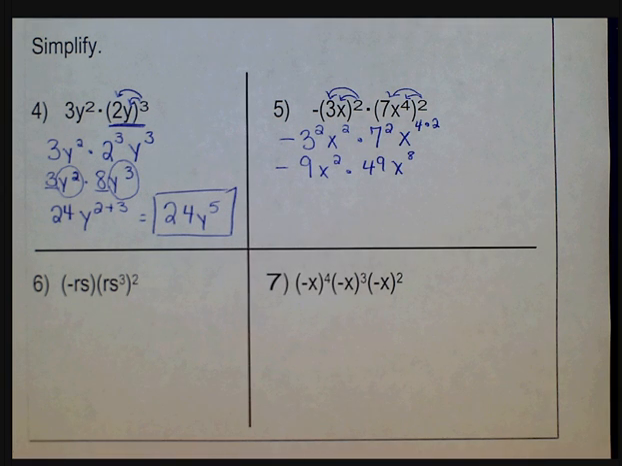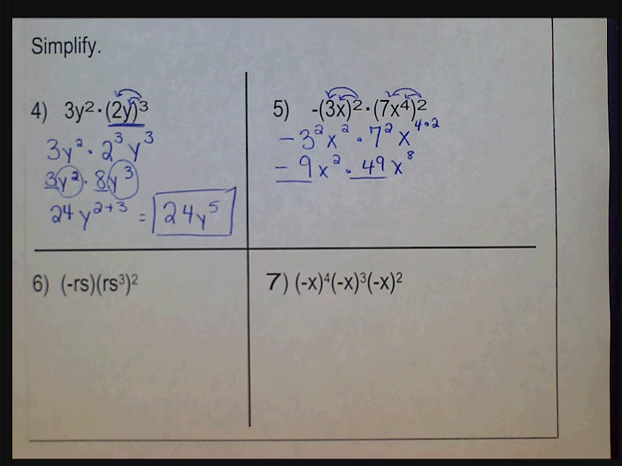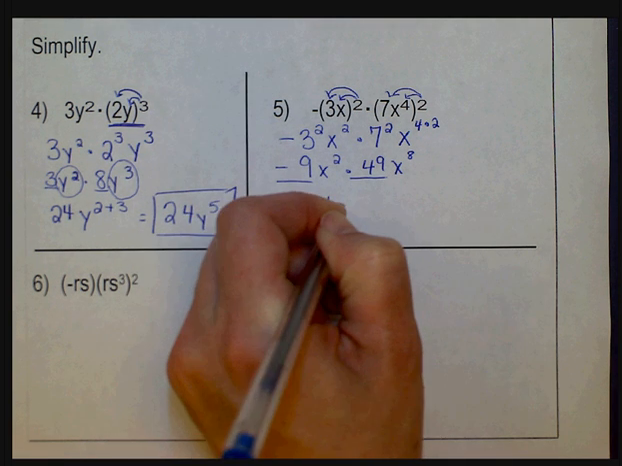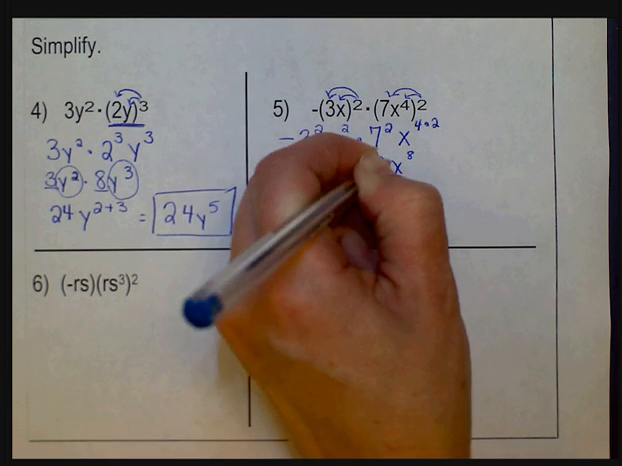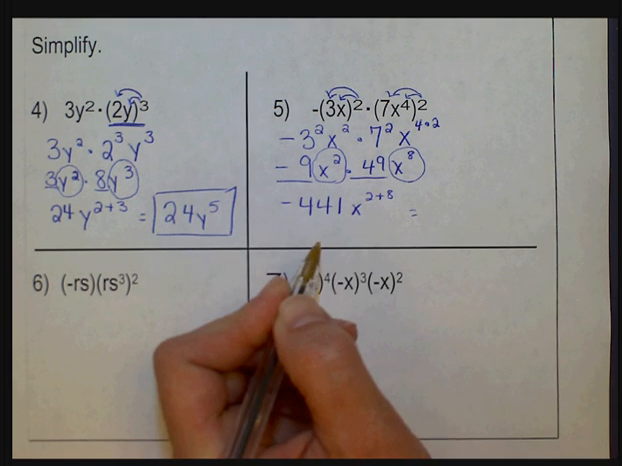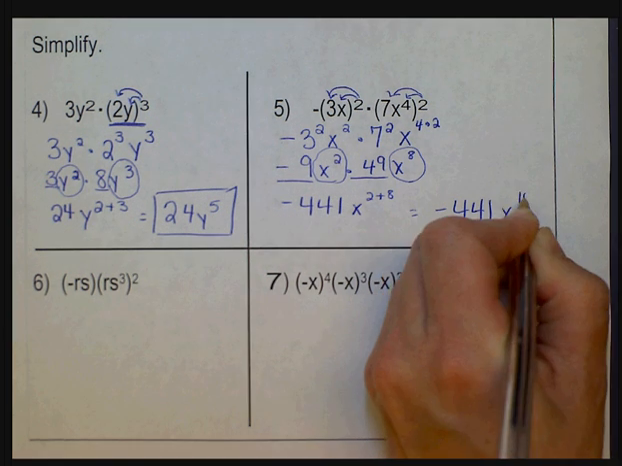All right, now I'm ready to work with my coefficients. I'm going to take negative 9 times 49. Remember, with the coefficients, I do the real operation, the multiplication. So negative 9 times 49 is negative 441. And now I have x, and since I have like bases being multiplied, I'm going to add my powers, 2 plus 8. So my final answer is negative 441 x to the 10th power.